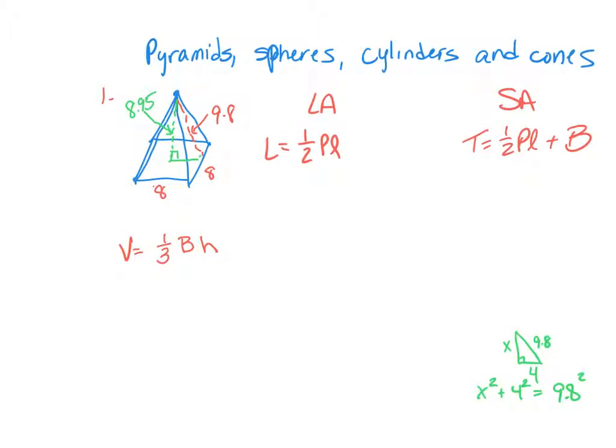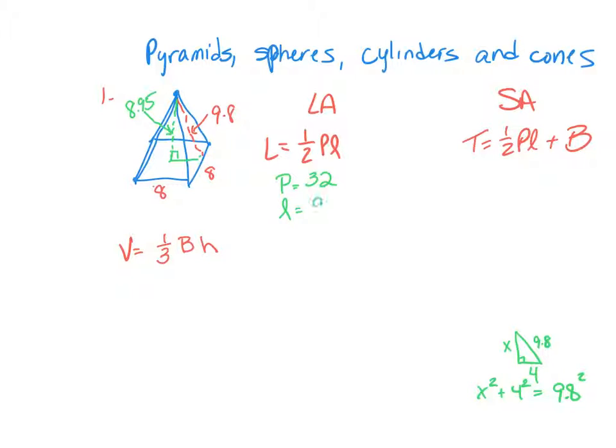So when we're looking for lateral area, all I need is the perimeter of the base, and I need the slant height. What is the perimeter of the base if it's a square base? 32. It's 8 times 4. And what is the slant height if you slide down the side of the pyramid? If you're sliding down the side of the pyramid, how far did you go?